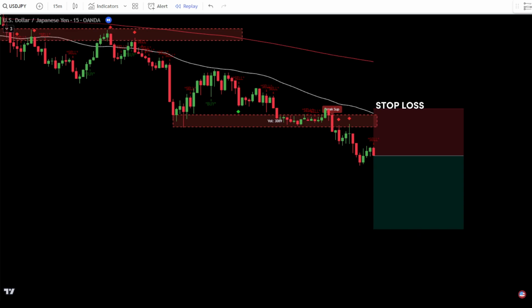Place the stop loss at the last high. Use a risk-to-reward ratio of 1 to 1.5 for the first take profit and 1 to 2 for the second take profit.